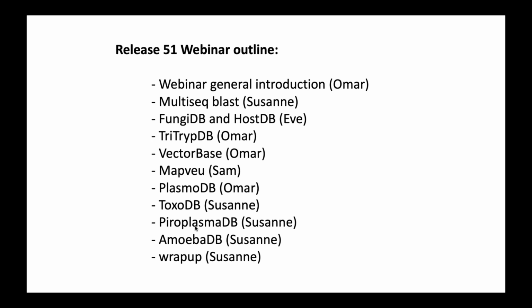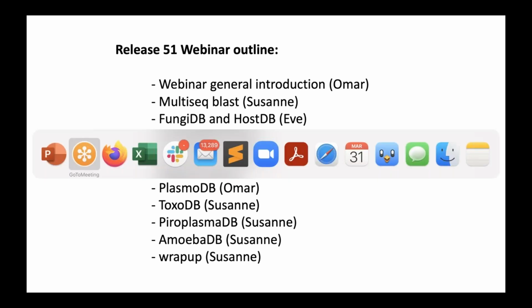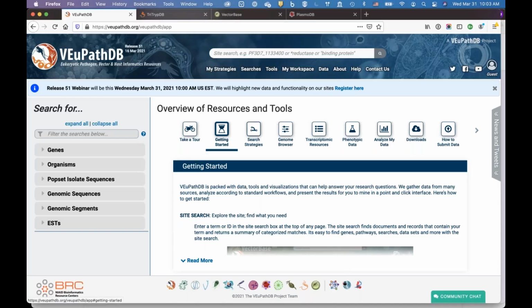Obviously, an hour is not enough for us to cover every single data set in these resources, but hopefully we will give you a flavor of what's new, and we will demo some of the tools and how to search these data. So VEuPathDB resources include hundreds of organisms across the various organisms that we support, including various parasites, fungi, and also we include vectors. And also we have a database called HostDB, which will be demoed by Eve a bit later on to highlight some of our host response data that we include in the resource.